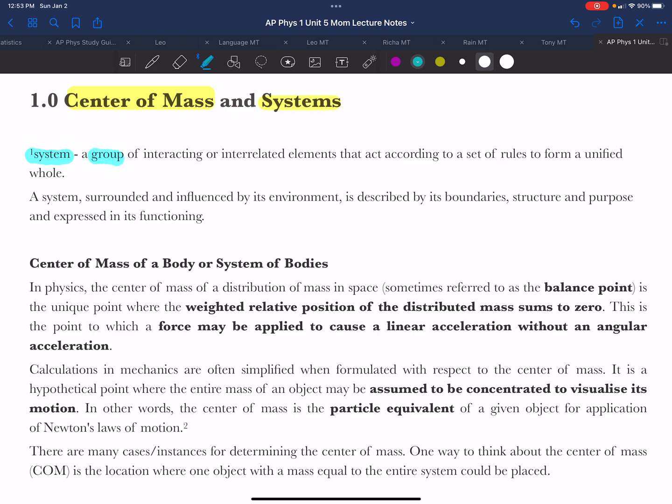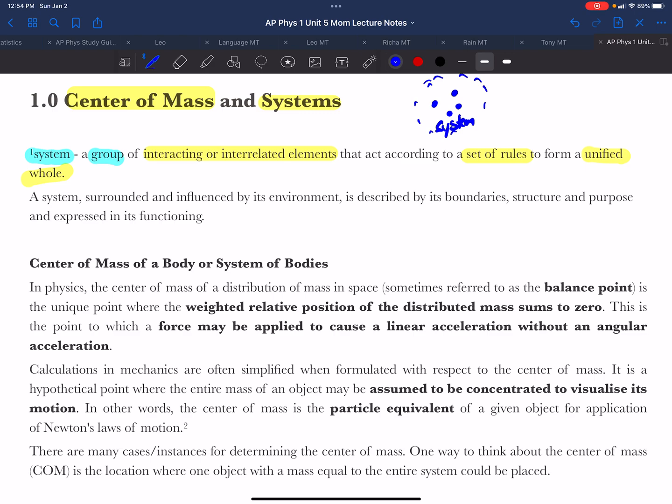It is a group of interacting or interrelated elements. That's important. They're interacting or interrelated elements. They act according to a set of rules to form a unified whole. So we could think of this simply as, let's say we've got these four bodies. We can kind of draw this line around it and say this is our system. They are a group, they're interrelated, they follow a set of rules, and they act as a unified whole.